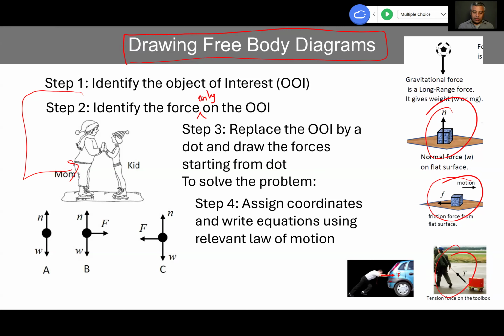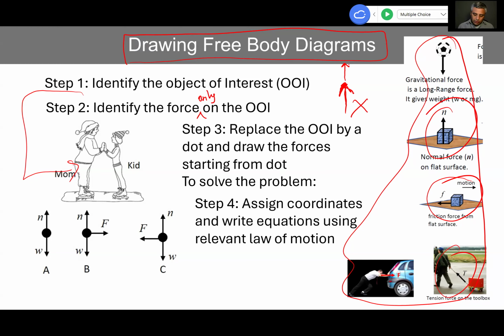So rather than drawing mom or kid, I'll just replace them by a dot. And then I'll start drawing the possible forces in the correct direction. And all forces have to start from the object. That means you do not want to draw forces going into the dot. No, okay? All forces should start from there.